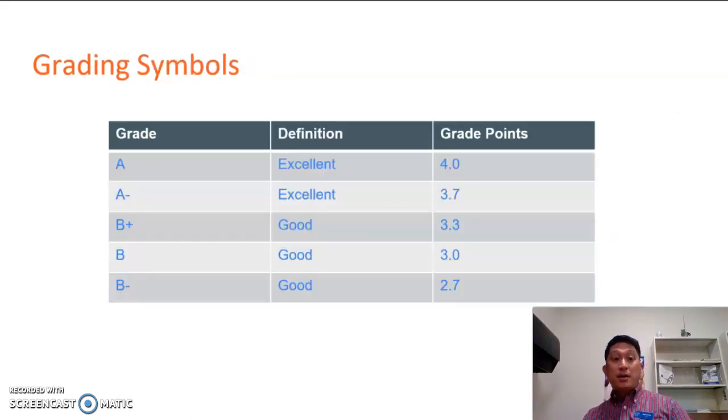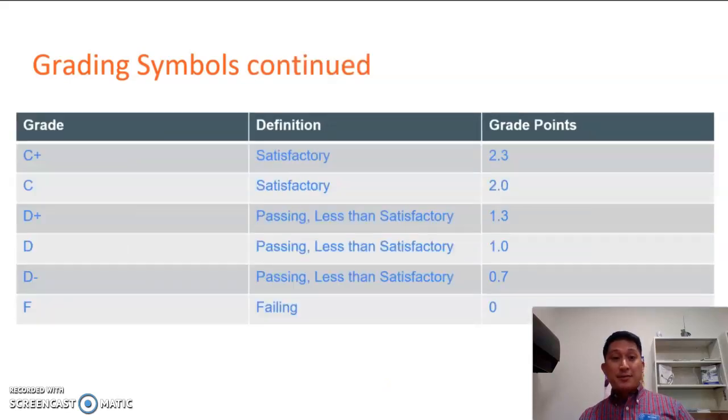An A is worth 4 grade points. It's considered excellent. So if you earn an A in Counseling 120, you'll get 4 grade points for that 3-unit class. An A minus is also considered excellent, and it's 3.7 grade points. A B plus, 3.3. A B, 3.0. And a B minus is a 2.7 in terms of grade points, right?